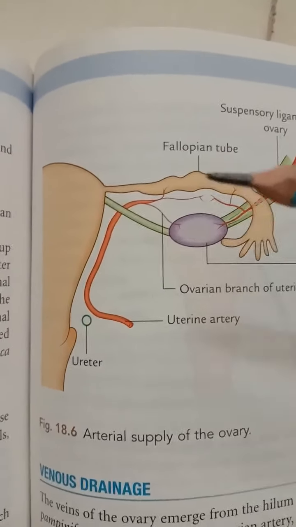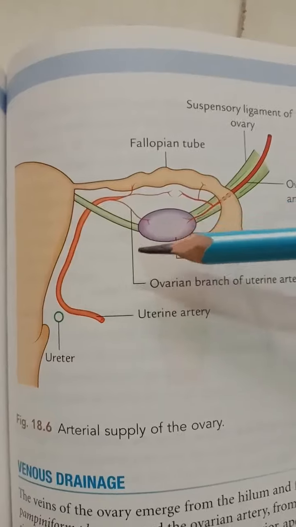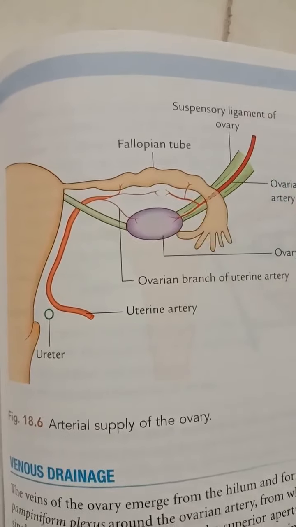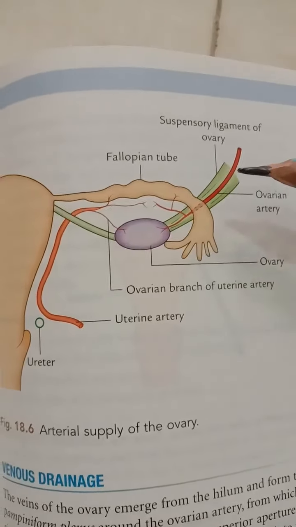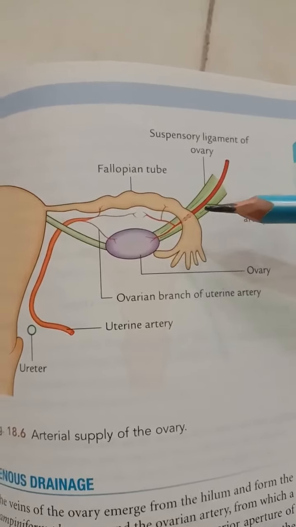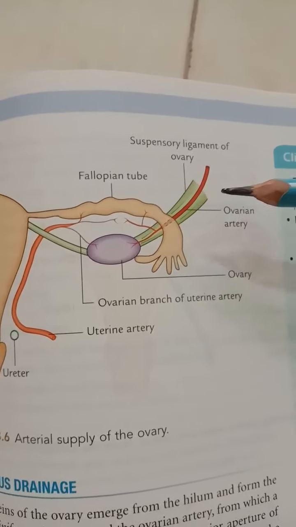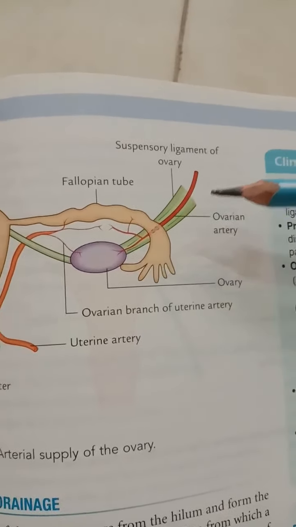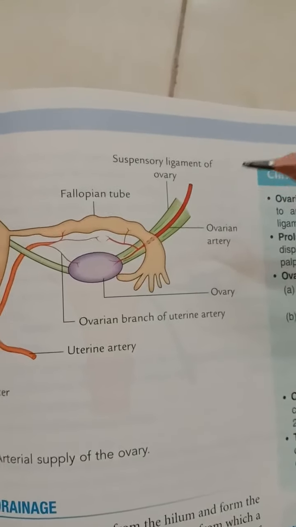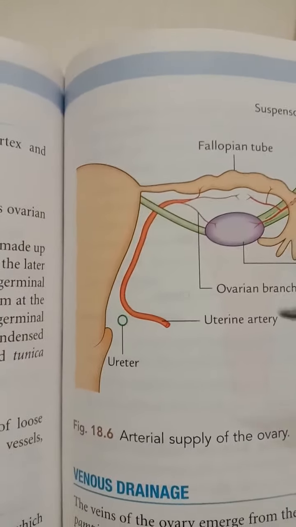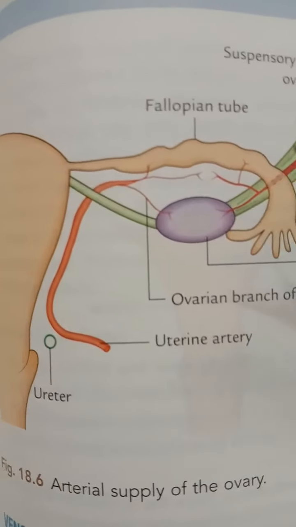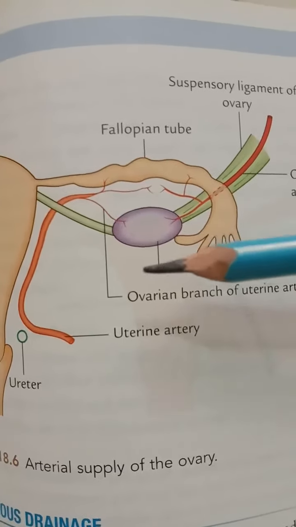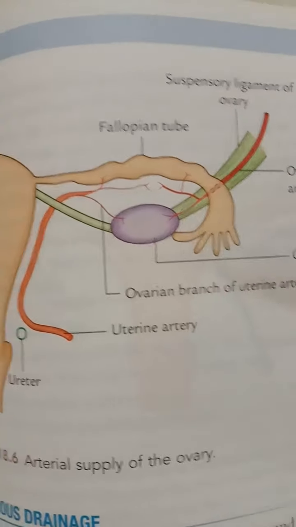Then the venous drainage. So the veins of the ovary emerge from the hilum and form the pampiniform plexus around the ovarian artery, from which the single ovarian vein forms near the superior aperture of the pelvic inlet. The right ovarian vein drains into the inferior vena cava, and the left ovarian vein drains into the left renal vein. Then the lymphatic drainage related with the ovary. The lymphatics from the ovary go into the pre-aortic and para-aortic lymph nodes.